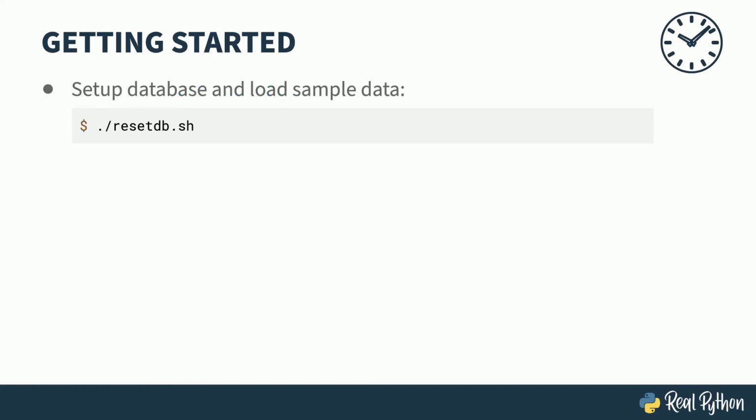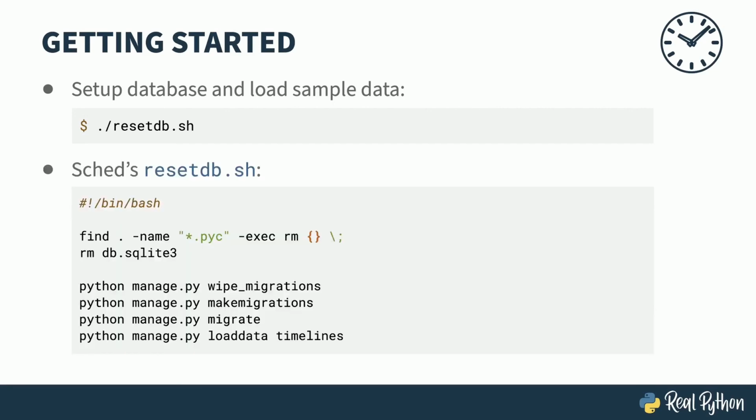Inside of the sched directory, you'll find a shell script that you can use to create the database, do the migrations, and set everything up. This is a bash shell script. It will only work if you are using some sort of Unix derivative. So if you're on a Mac, on Linux, or you're using the Windows Linux subsystem, then you can use this command as a shortcut. Here's the contents of that script.